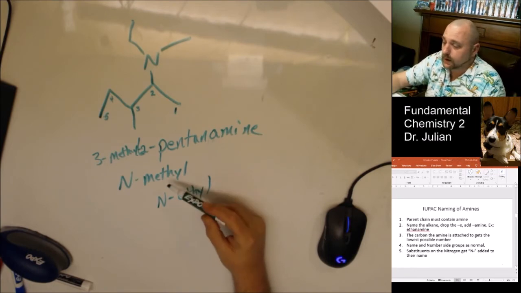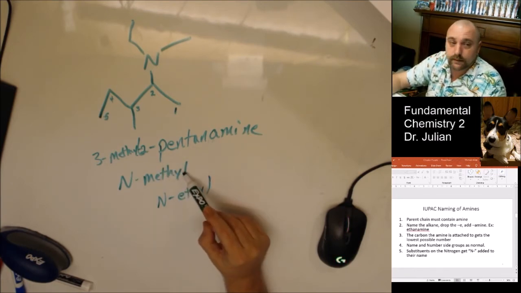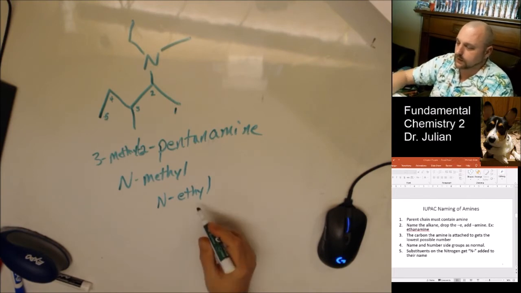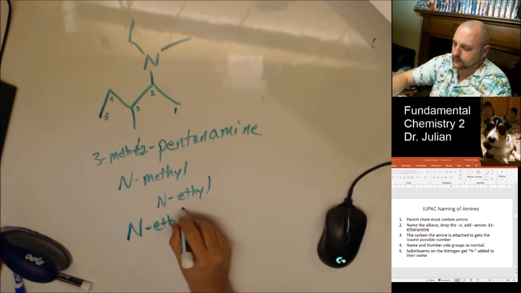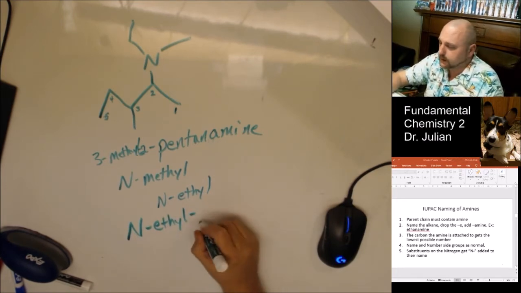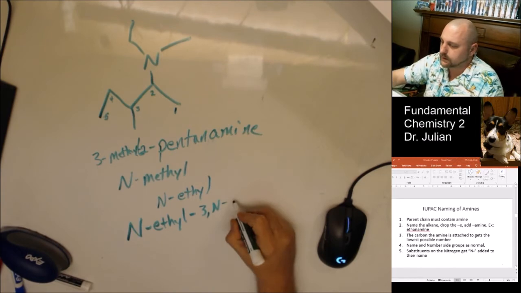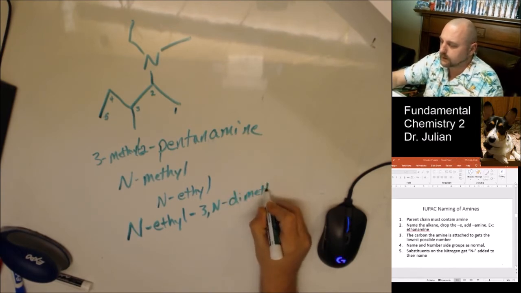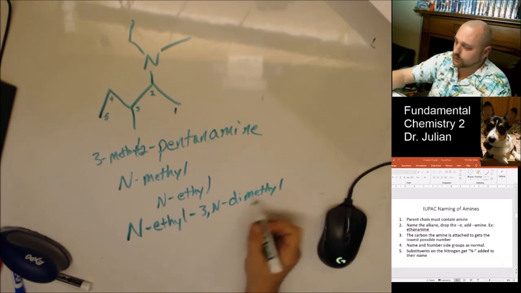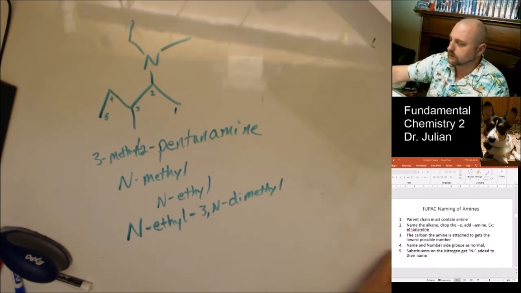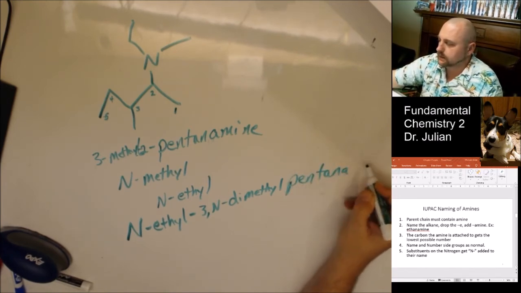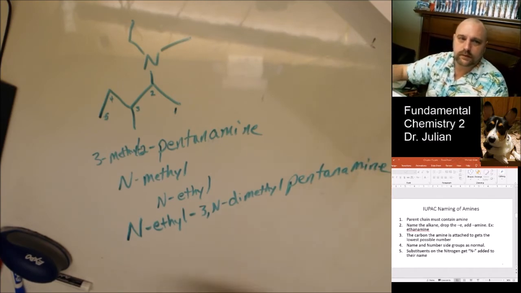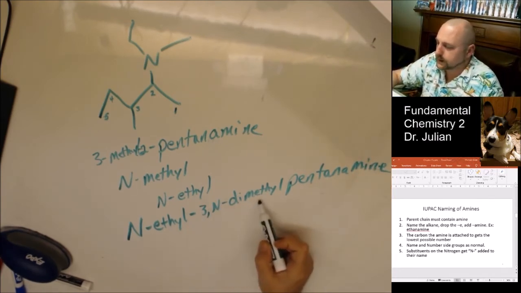Now sometimes you'll see people that don't combine the methyls. I typically do. So ethyl is going to come first by alphabetical, so N-ethyl. I now have a dimethyl, and so I'm going to go ahead and put 3,N-dimethyl. And it should be one word, so I'm just going to continue it down here. Maybe I can squeeze it in. And then pentanamine. Just enough space. N-ethyl-3,N-dimethylpentanamine.